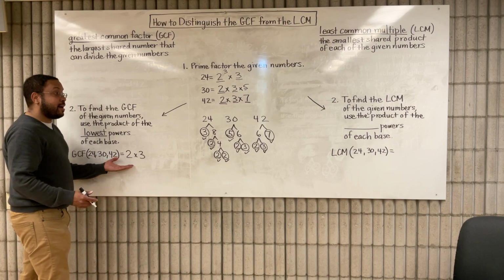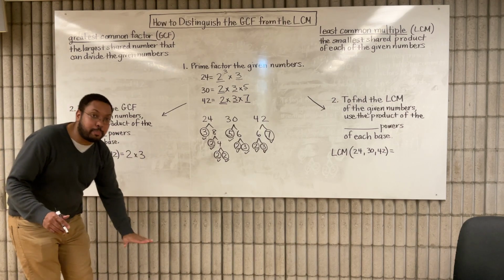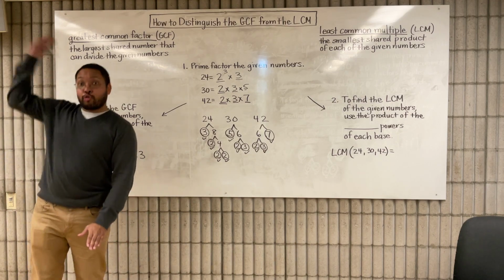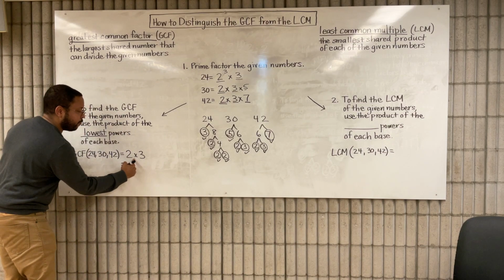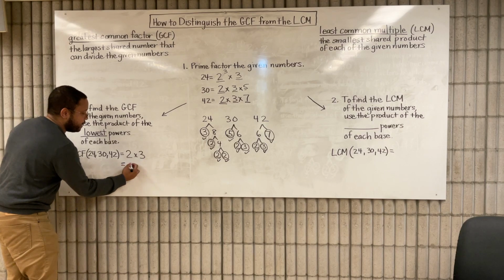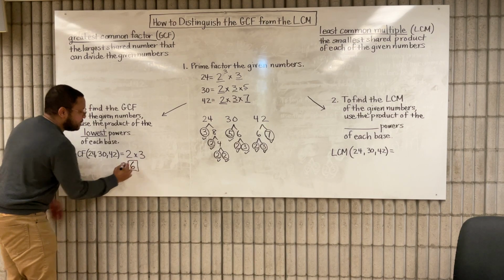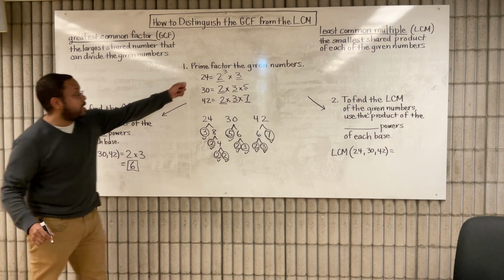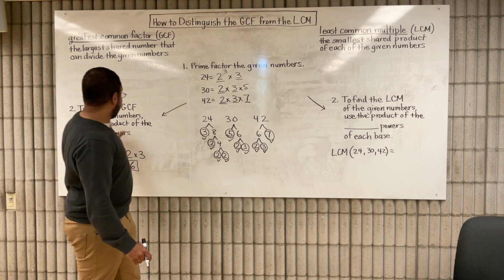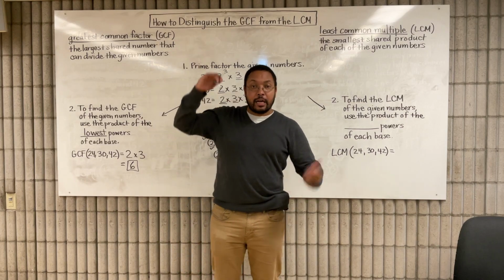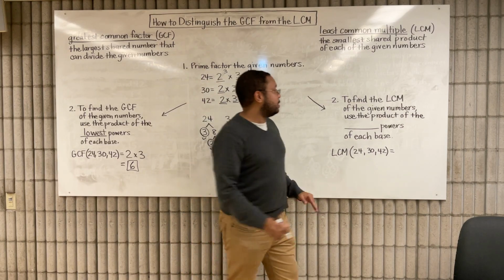So that's it. I found the lowest power of each base when I'm finding the greatest common factor, okay? And then I just find the product of this. 2 times 3 is 6, and that's it. 6 is the biggest number that can divide 24, 30, and 42. To find the greatest common factor, you're going to find the lowest power of each base.